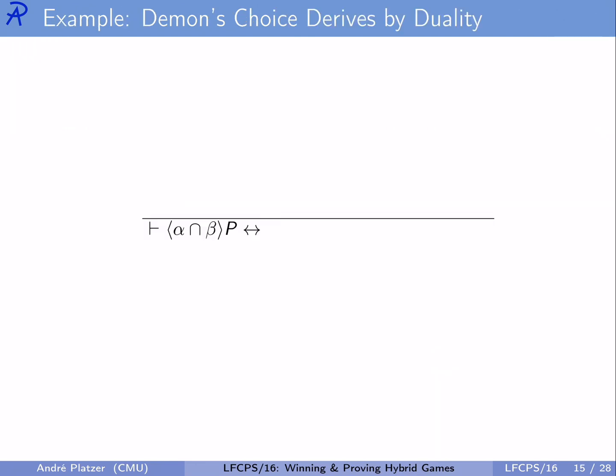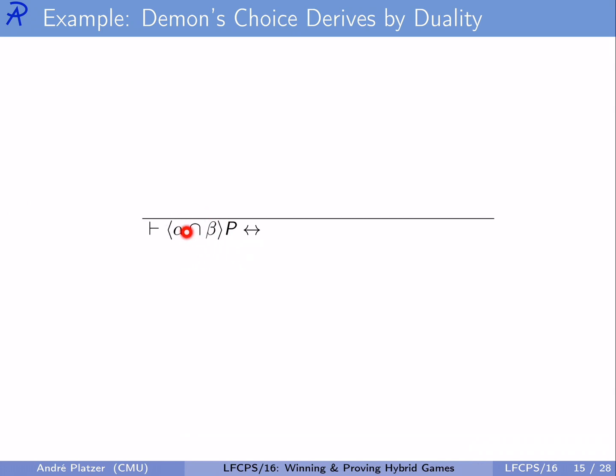Now, let's use these reasoning principles already for something good after we've developed them. For example, in order to understand when does Angel have a winning strategy in Demon's choice between alpha and beta. Well, what was Demon's choice? Well, remember, Demon's choice was just defined out of the double dual of Angel's choice. But let's develop it flat. When does Angel have a winning strategy in Demon's choice game?